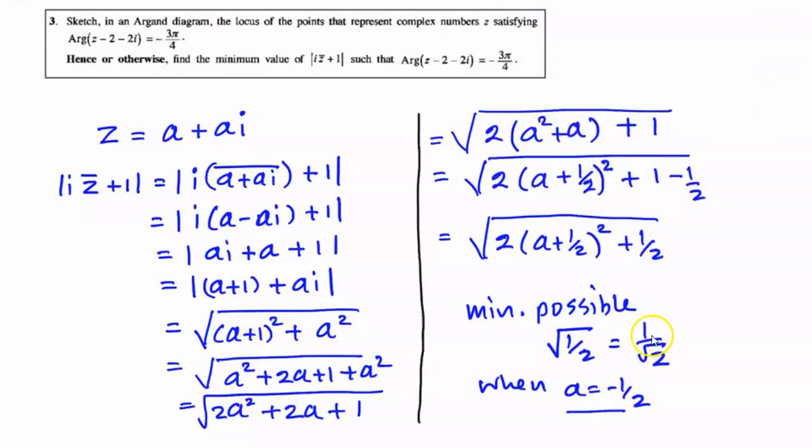This is the same answer we got earlier. This time we had to go through completing the square by writing this as a plus ai.